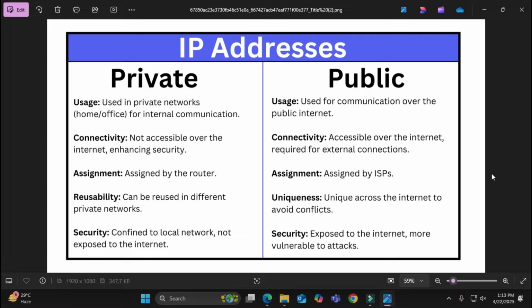What are private IP addresses and public IP addresses, and their usage? The private IP address is used for private networking in a home, office, or any industry or organization. Connectivity is not accessible over the internet, which enhances security. Assignment is by routers, and addresses can be reused in different private networks. The public IP address is used for communication over the public internet. Connectivity is accessible over the internet and required for external connections. Assignment is by internet service providers. It is unique across the internet, but exposed to the internet, so it is more vulnerable to attack.